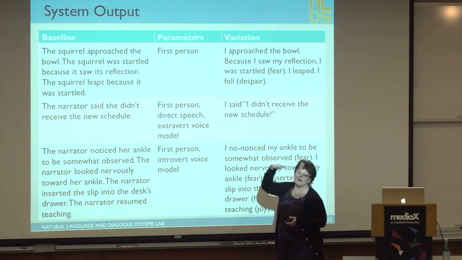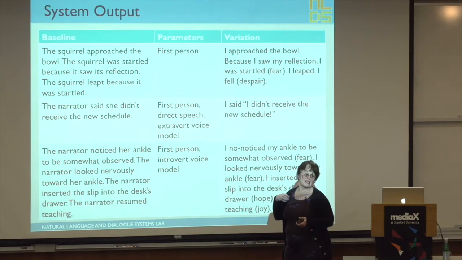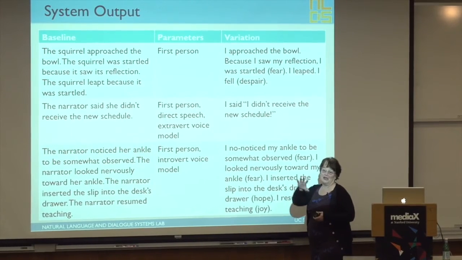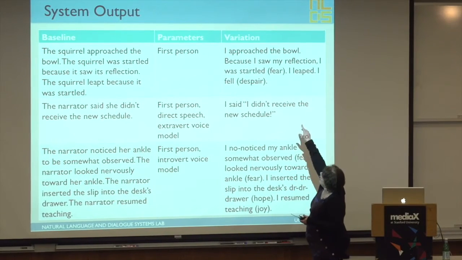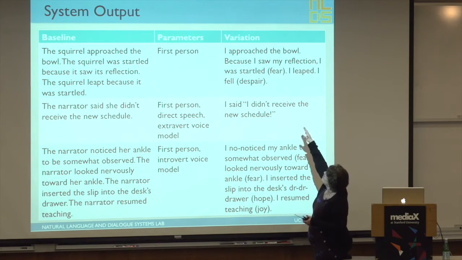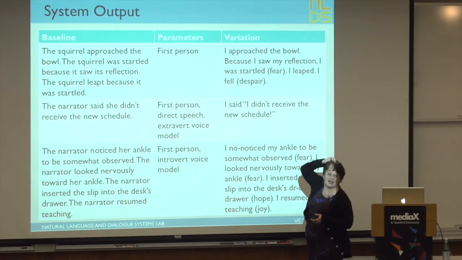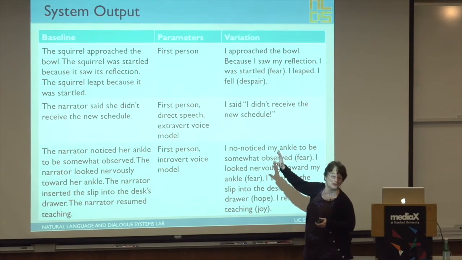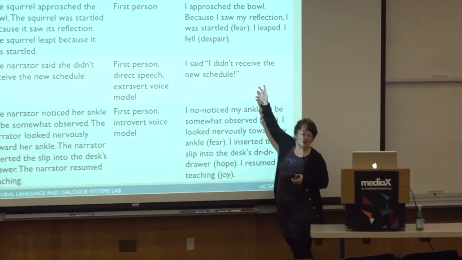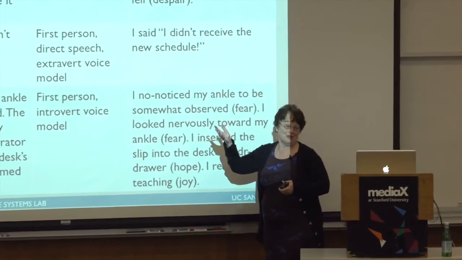But we have a parameter where we can tell the story from the first-person perspective, from the perspective of the squirrel, or any other character in the story for that matter. We can move the point of view around, and we can get this variation where the squirrel says, I approached the bull because I saw my reflection, I was startled, and then I leapt and I fell. So we can generate that automatically. And also we can color the output with what we can infer about the squirrel's mood on the basis of that deep representation. So in these annotations, the squirrel felt fear, and that was why the squirrel was startled.